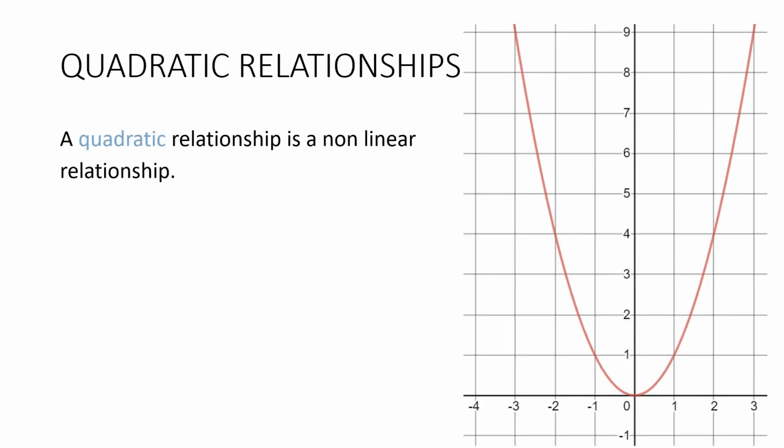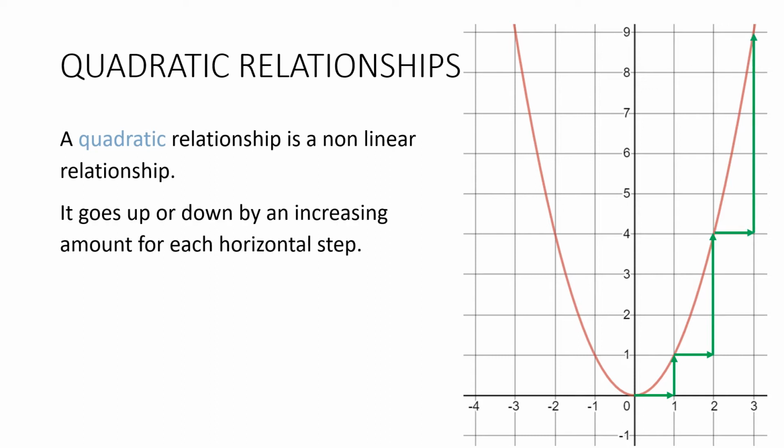Now, a quadratic relationship is one of those nonlinear relationships. Let's have a look at this. As I go along, it goes up 1, go along again, it goes up 3, go along again, it goes up 5. So it goes up or down by an increasing amount for each horizontal step. And it's going to have a term in x squared.